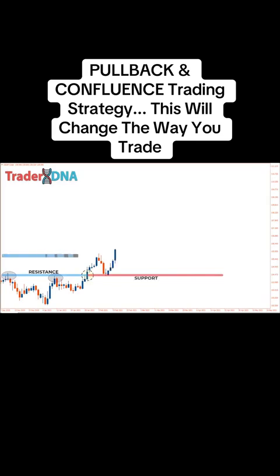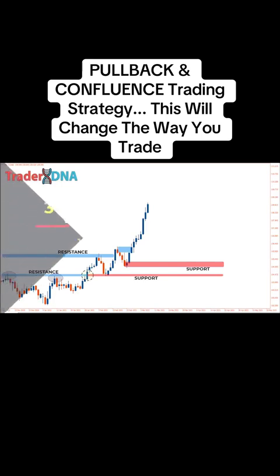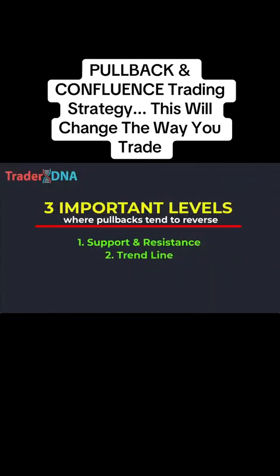The price then continued its upward movement, experienced another pullback, and where did the pullback end? The previous resistance turned support. This same concept applies to downtrends as well. Now, let's move on to explore further. The next level where pullbacks often occur is the trend line.